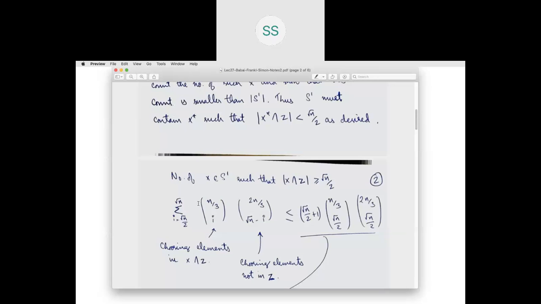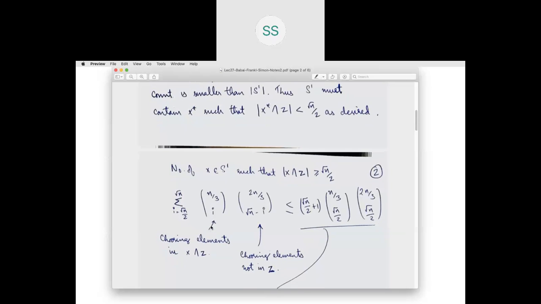And now we want to choose the I elements that are both in x and z. So we know that x intersection z has size I, and we know that the size of z is at most n by 3. So in the worst case, this can be done in n by 3 choose I possible ways. And then we pick the elements that are not in z, and this can be done in 2n by 3 choose square root n minus I ways, right?